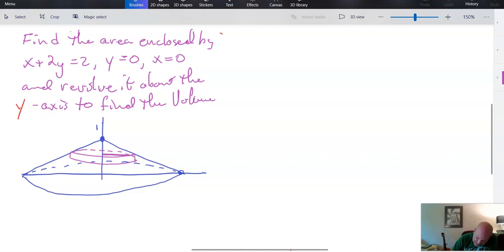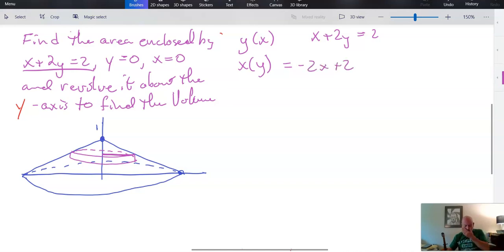And notice that distance, since it's a horizontal distance, is an x value. Normally we write y as a function of x. This time we're going to have to write x as a function of y. So what that means is we're going to solve this for x. Let's start here just so we can see where we started. If I solve it for x, I get x of y is equal to minus 2y plus 2. Right, so that's what I'm looking at.